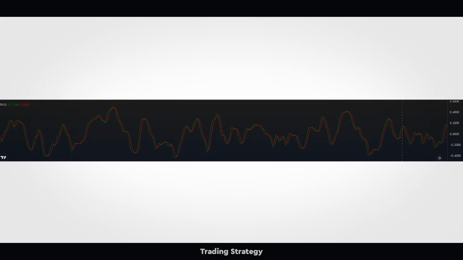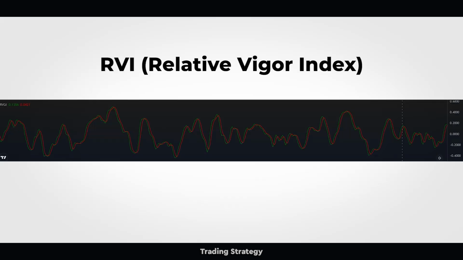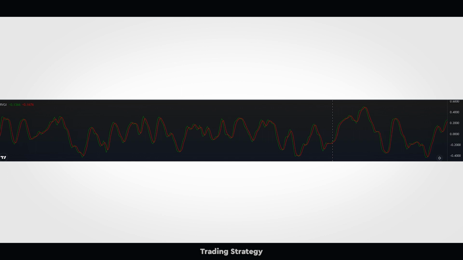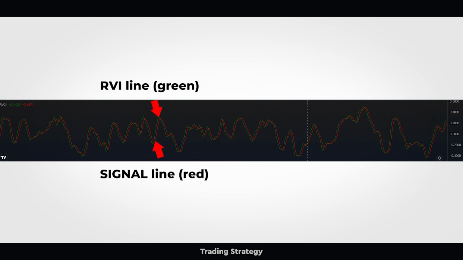In case you didn't know, the Relative Vigor Index, RVI, is an oscillator that measures the strength of a price movement. It tries to give an idea of the market's intention to continue in the same direction or reverse the trend. The key point you should analyze is the one where the green line, RVI, and red line, signal, intersect.